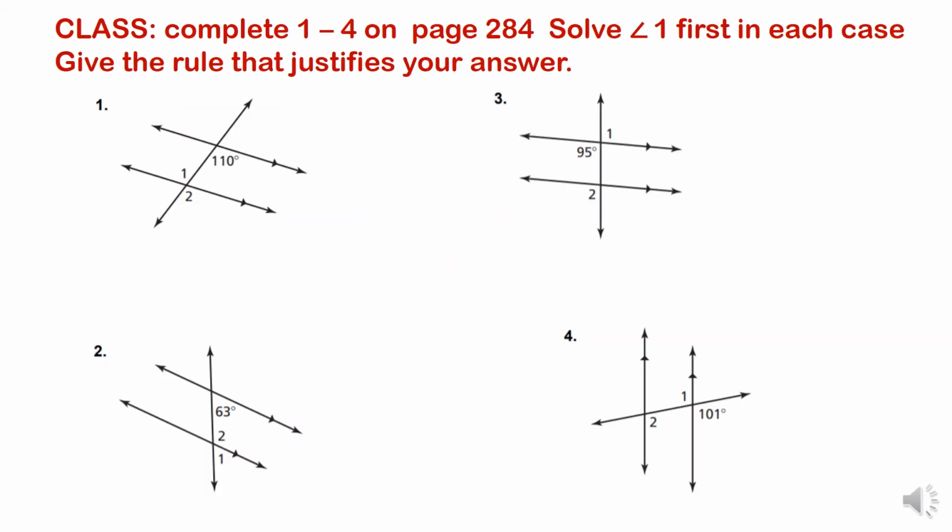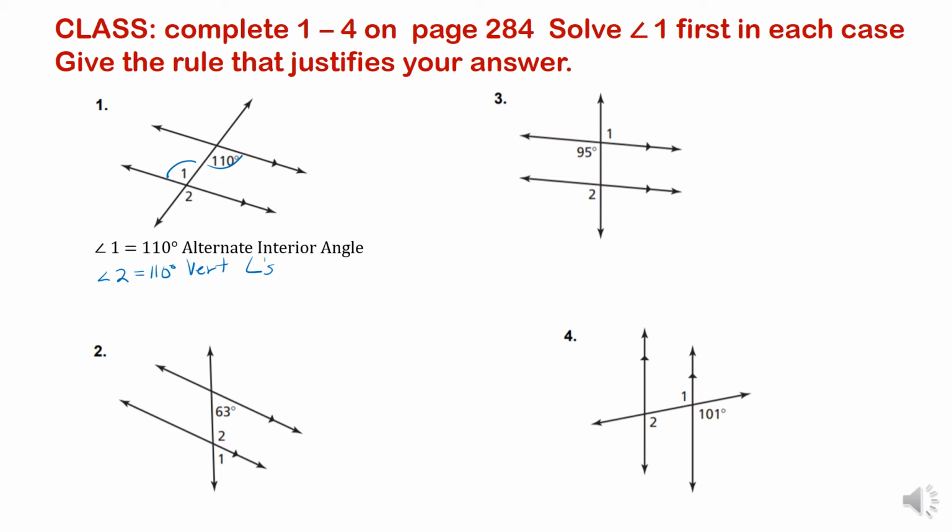Okay, so you're going to do 1 through 4 on page 284. I'm asking you to solve angle 1 first in every case and give the rule that justifies your answer. So first thing I'm going to do with angle 1. Angle 1 equals 110 by the alternate interior angle theorem. So to find angle 2, it also equals 110 by the vertical angle theorem. Okay, because they're vertical angles.